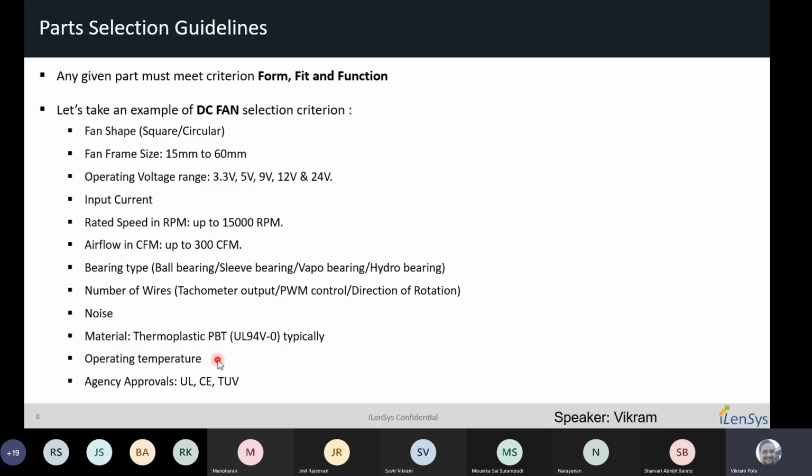And then the noise, and the type of material, like thermoplastic, or it has to be UL94V. The operating temperature where the DC fan is getting used, and then the other most important point is the agency approvals. Typically any instrument that uses these DC fans for thermal management has to go through this minimum criteria called UL, CE, and TUV. It again varies from the country where the product is getting used, and the applicable agency certification would apply.